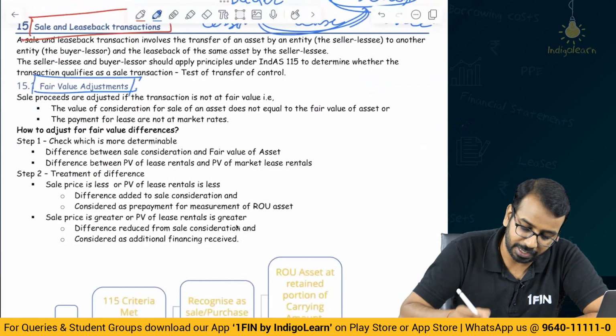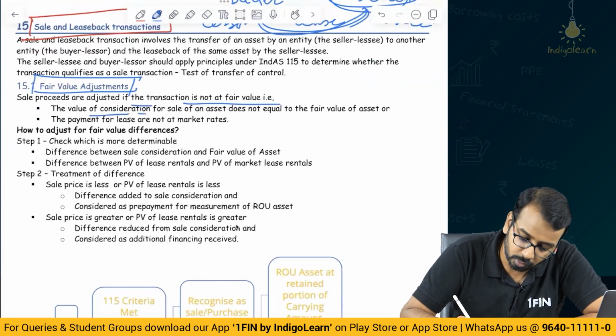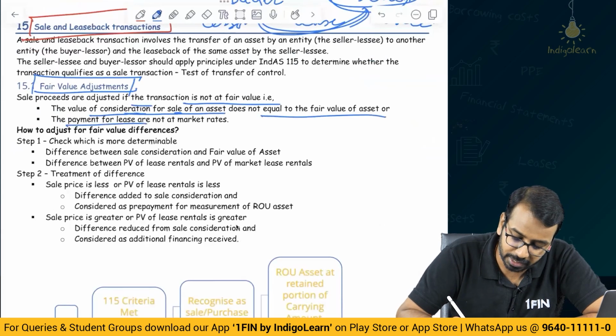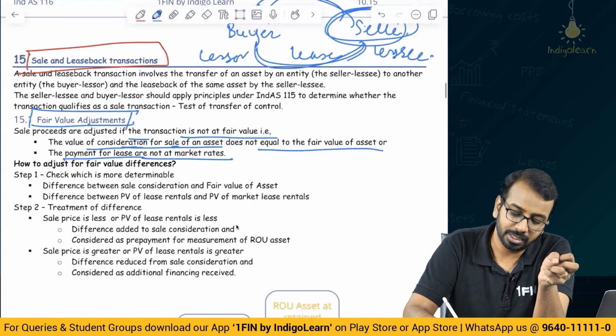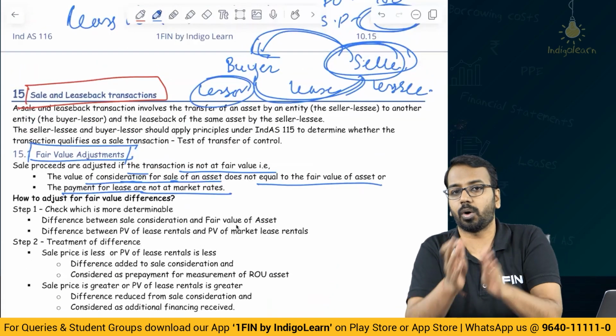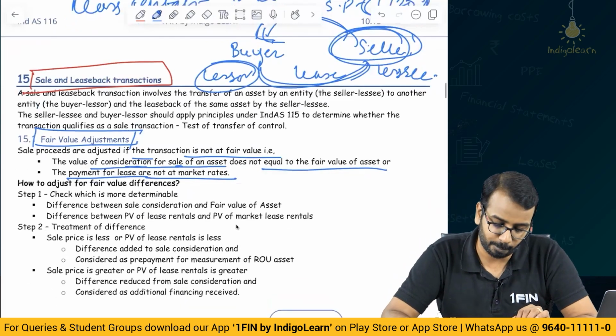Now, we have to do certain fair value adjustments if the transaction is not at fair value. That is, the value of consideration for sale of the asset is not equal to fair value, or the payments of lease are not at market rates. So if you sell at a higher price, then as a lessor, the buyer will recover a higher amount. So there are two components. One is towards the lease component. Second, there is an additional financing.